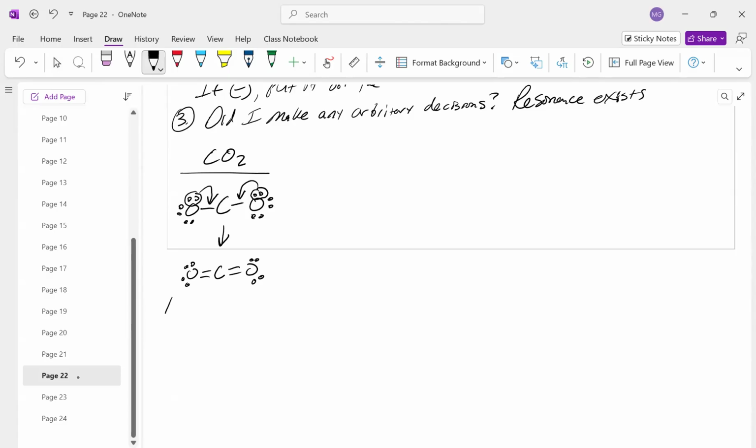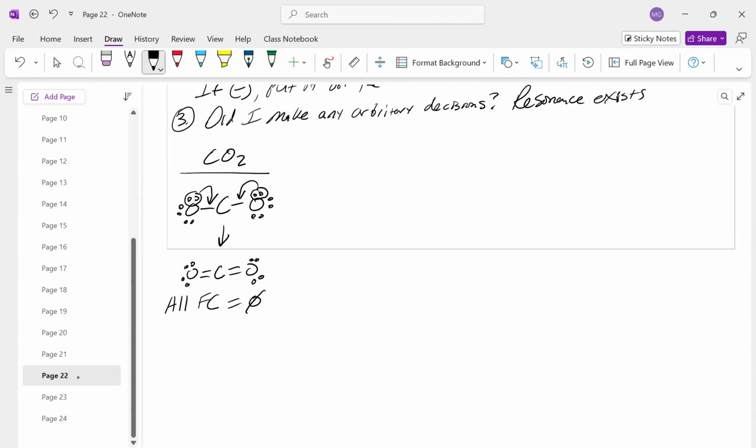Now I encourage you to do this, but I'm not going to calculate it here. All the formal charges equal 0. The formal charges on the oxygens and the carbon equal 0. I encourage you to go through and calculate it. Put the video on pause. Go do that real quick.